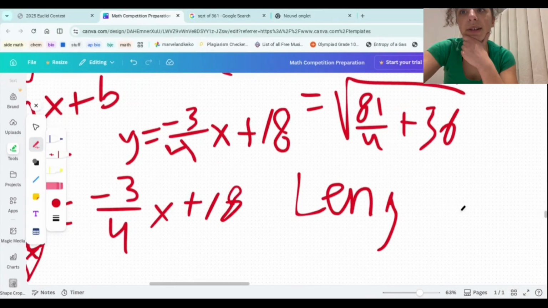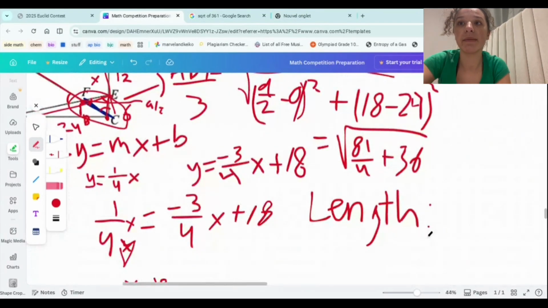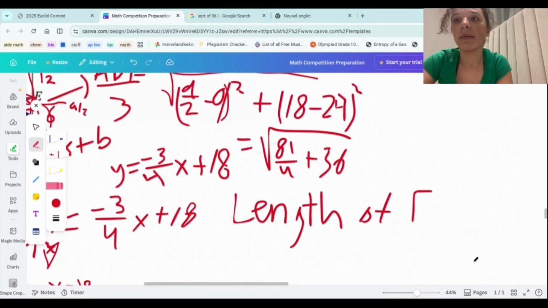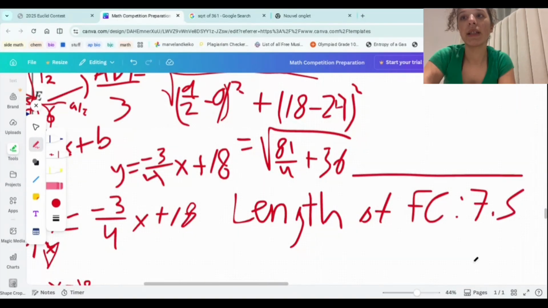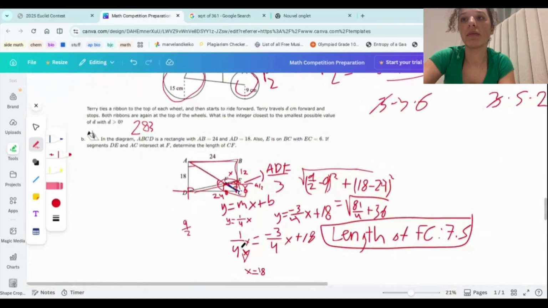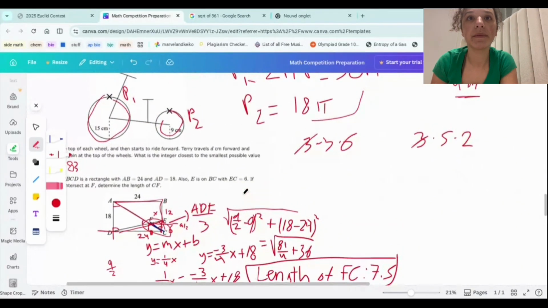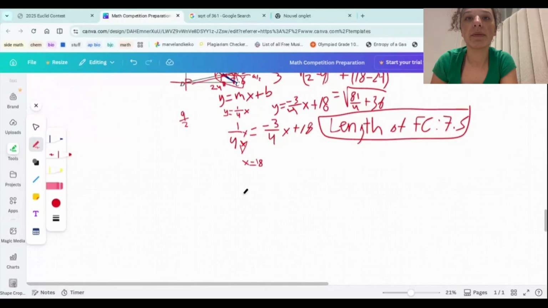Okay, so that's our guess. I mean, length of, what was it? FC? Length of FC, 7.5. Okay. Cool. I mean, happy to try, right? Okay.